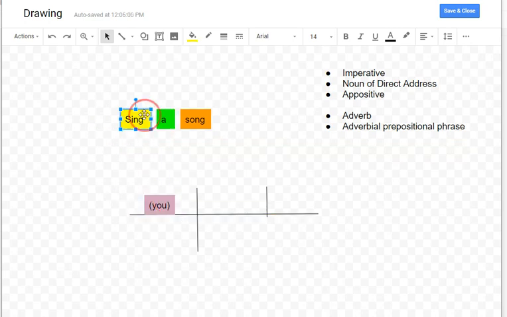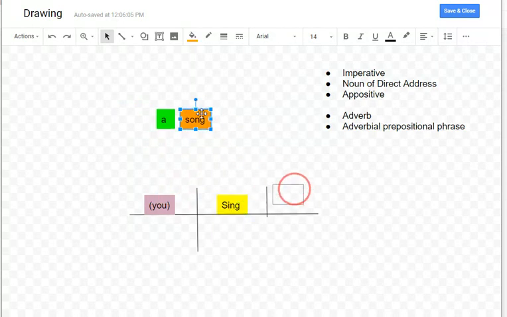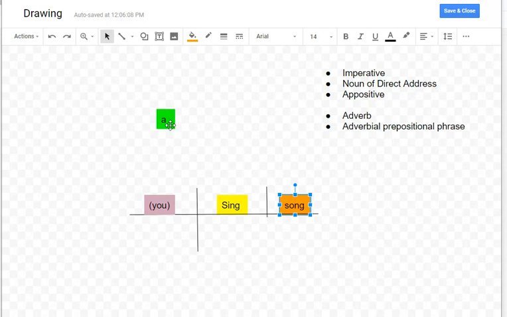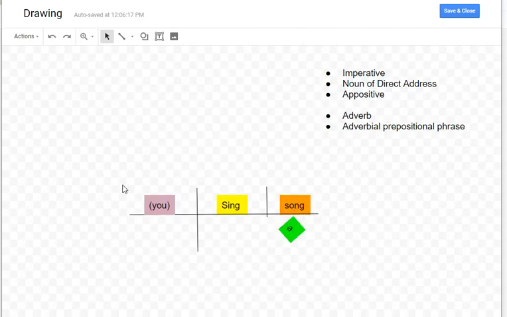You is the subject, sing is the verb. You sing what? A song. That's our direct object. And then A is our article adjective. It's going to go under whatever noun it's modifying. In this case, it's song. So we start with something simple like that. You sing a song. Then I ask my students, who are we talking to?